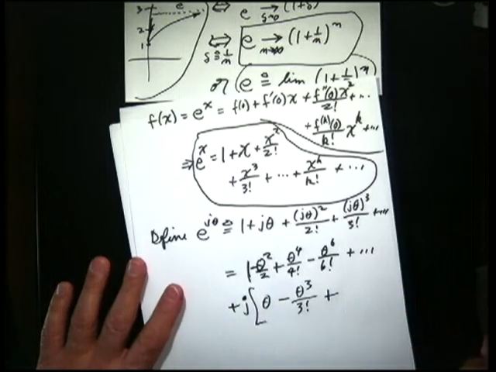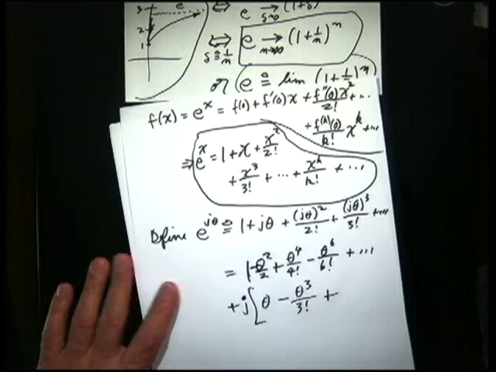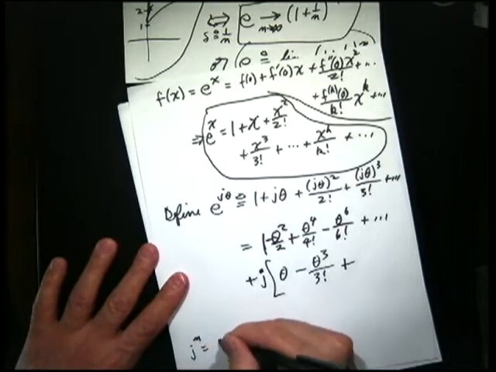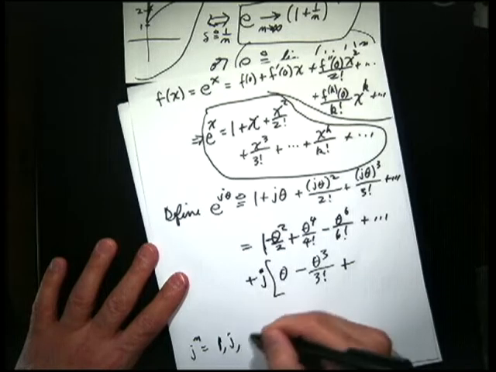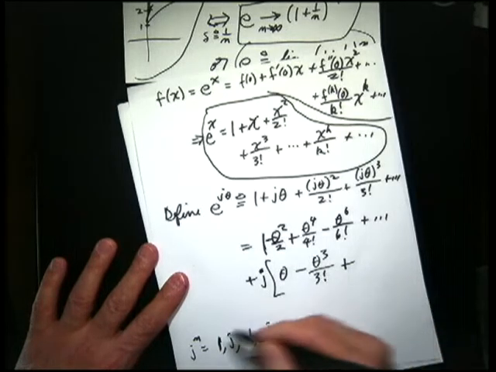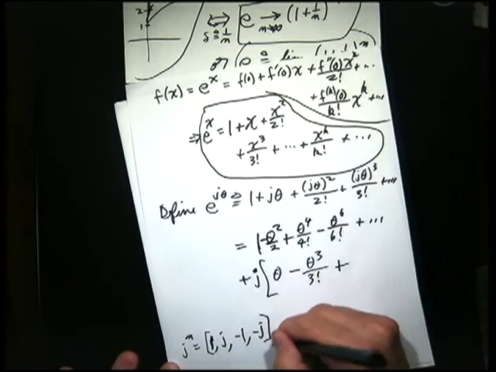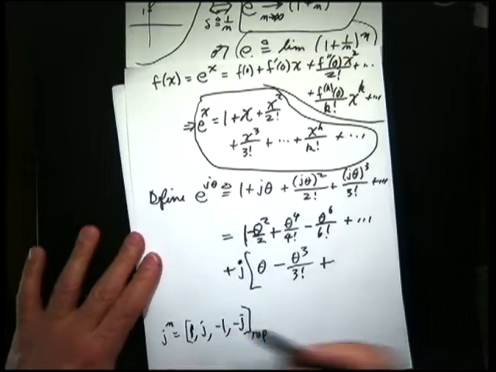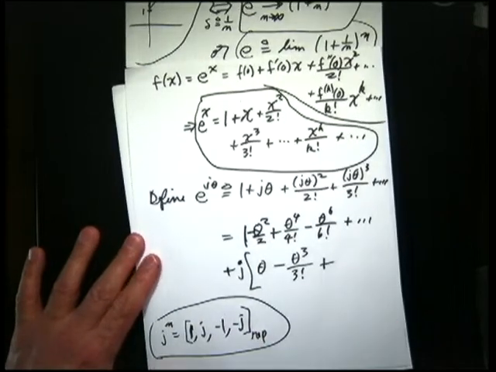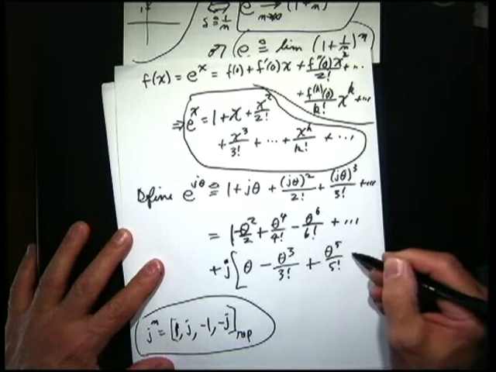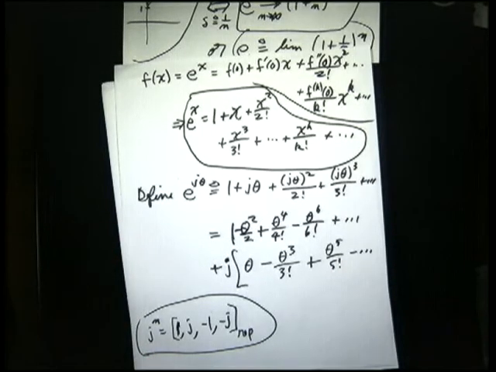And we have an alternating series because j to the n has a period of 4. Maybe I should mention that off on the side. j to the n equals 1, j, minus 1, minus j, repeat. This is a little side bubble here. And then we have theta to the 5 over 5 factorial. All right, so that's the form of this series expansion.